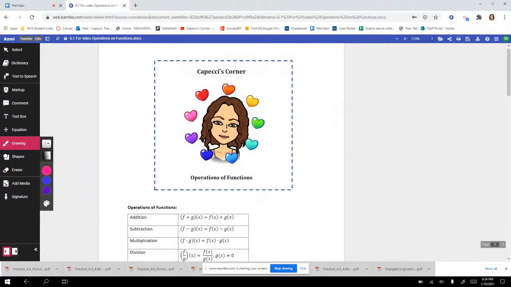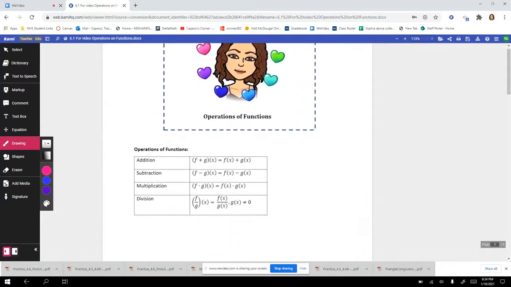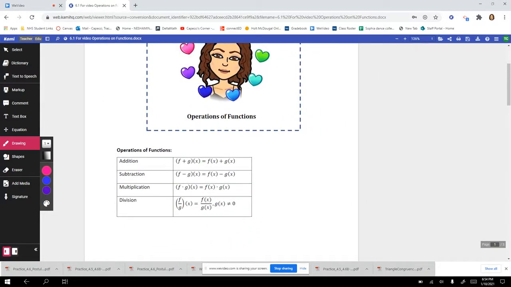Today on Capechi's Corner, we're going to look at operations of functions. So we're going to start with some basics, and it's really just getting used to how the functions are written. When we have addition, we're going to have f plus g of x, and then we're going to break them up and take f of x plus g of x. Same thing with subtraction, same thing with multiplication, and same thing with division.